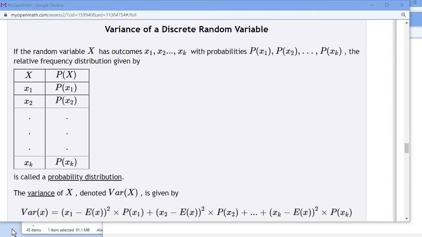Okay, so we're going to find the variance of a discrete random variable on this rainy night. If the random variable x has outcomes x1, x2, all the way up to xk, with probabilities p of x1, p of x2, all the way up to p of xk, then the relative frequency distribution given by this table is called a probability distribution.